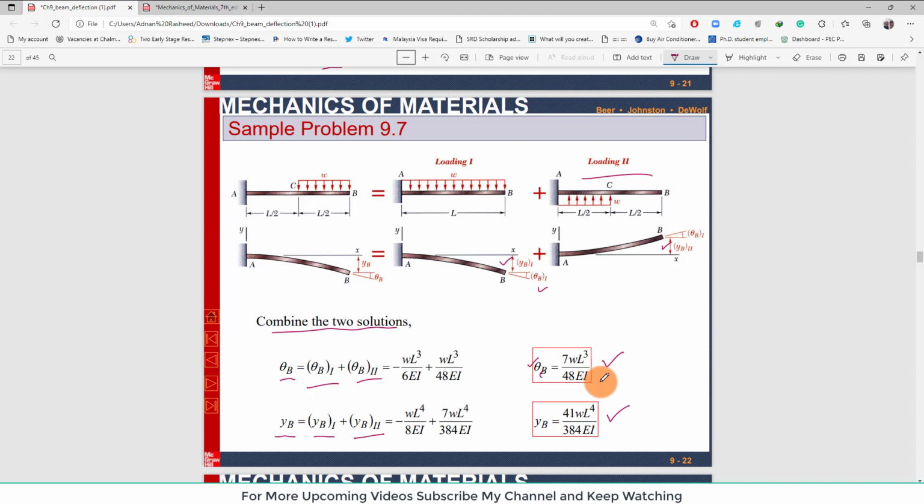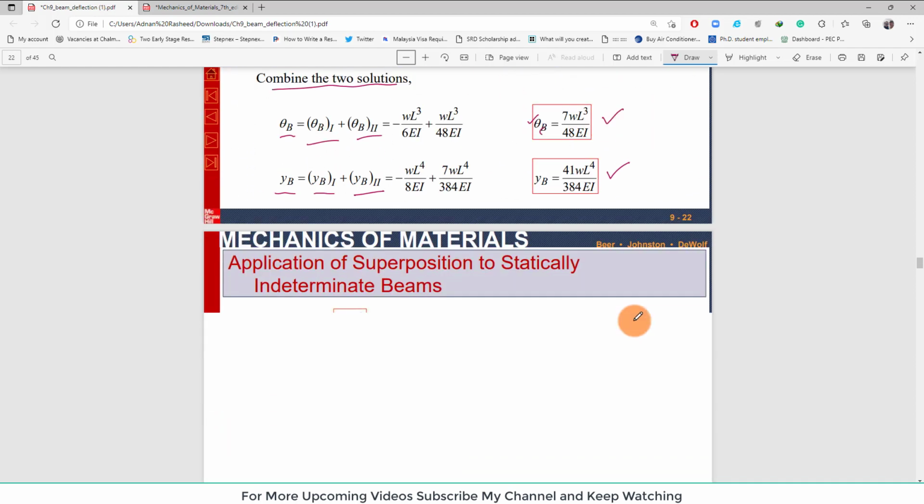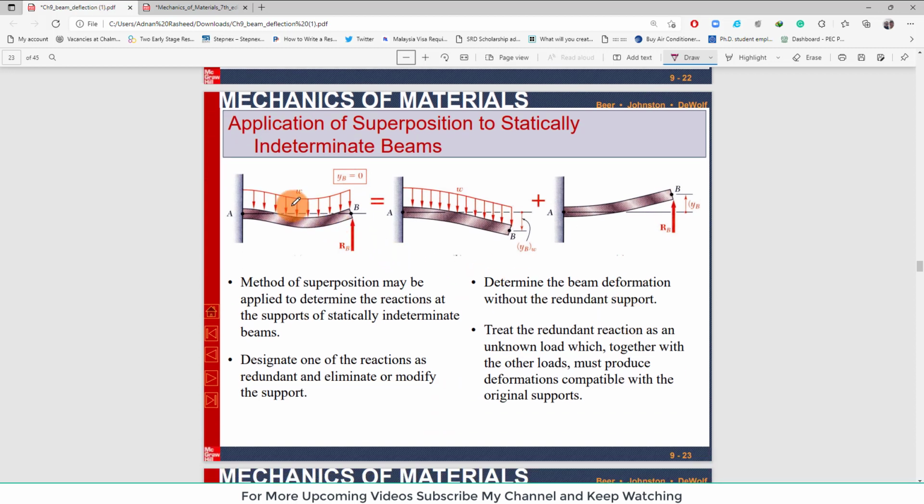So this is the method of superposition in order to find the slope and deflection. The net effect of this loading is the same as the sum of the effect of loading 1 and loading 2. I hope it is clear to you now. Now moving further, we will discuss the application of superposition to statically indeterminate beams. We will also apply the knowledge of superposition on indeterminate beams in order to find the unknown reaction forces.